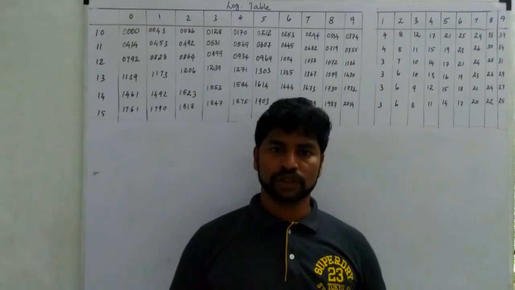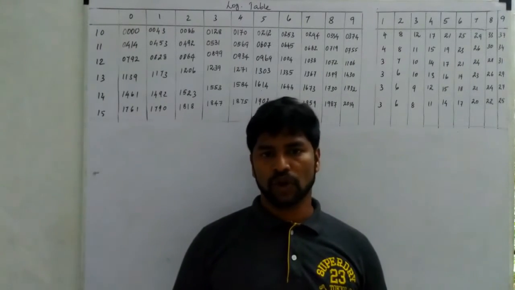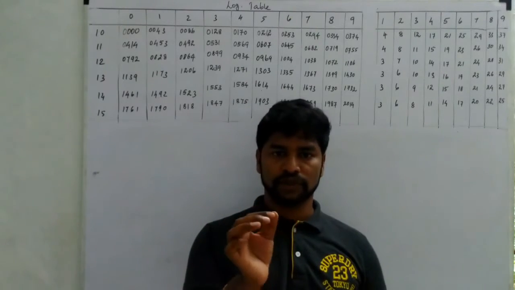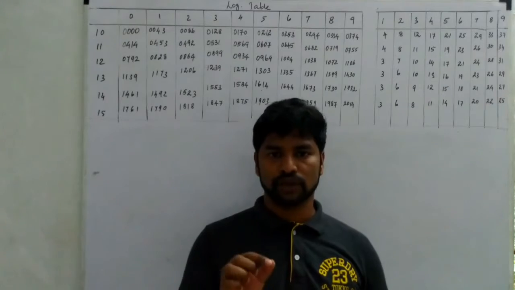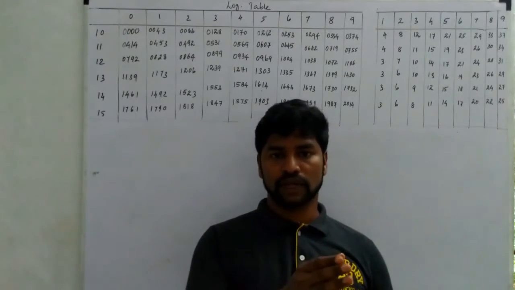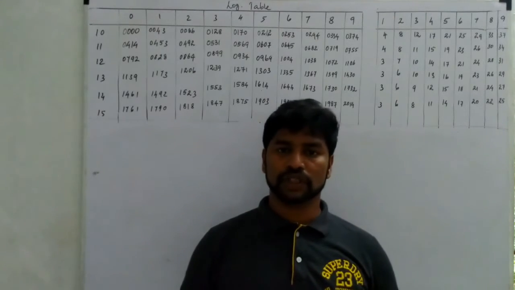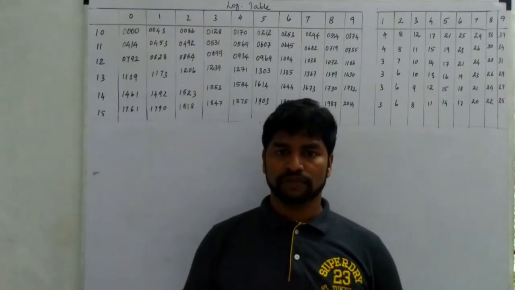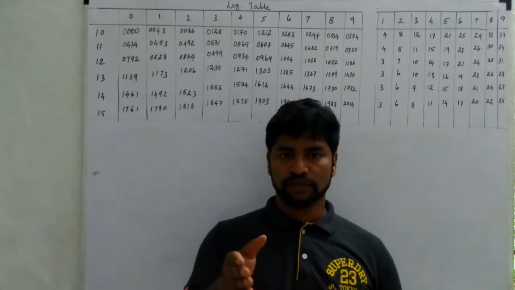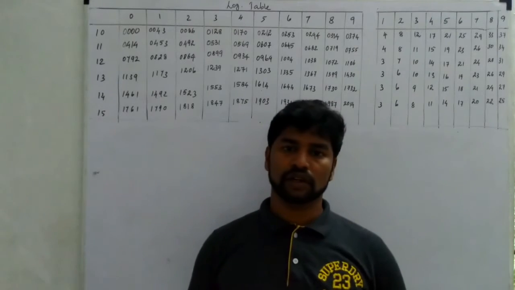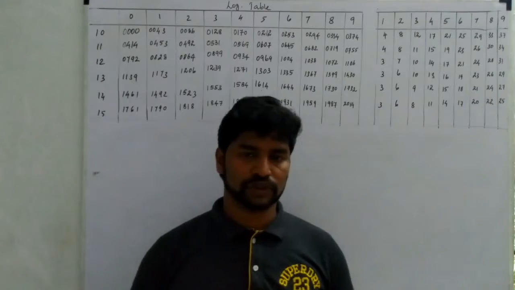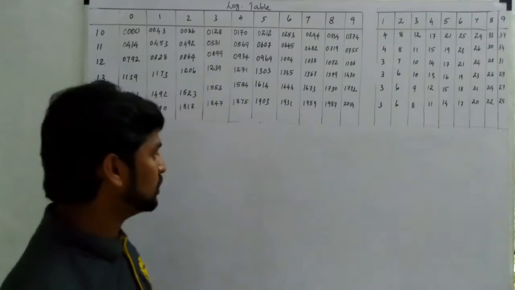In this video we are going to discuss how to take the log of values less than one, that is, numbers starting like 0.1345 and 0.0516. How do we take the log for these numbers? We can easily take the log of values greater than one, but it is difficult to take the log of numbers less than one. We will discuss with some examples.